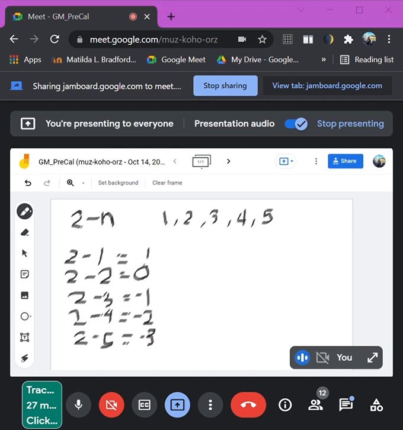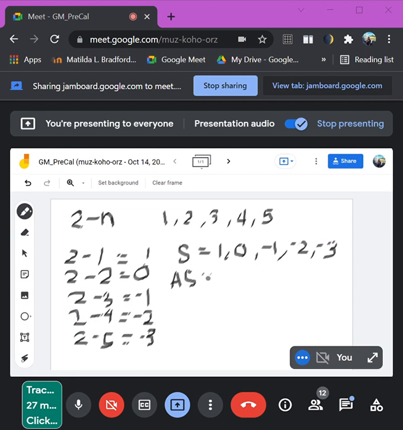Our question now: is this already our answer, or do we still need to solve, because it says here to give their associated series. So this is our sequence, our first 5 terms: 1, 0, negative 1, negative 2, and negative 3. Now we will find the associated series.